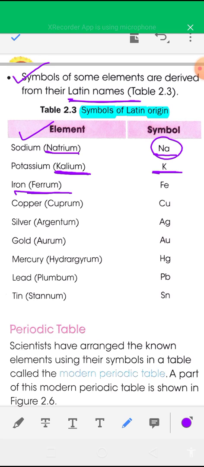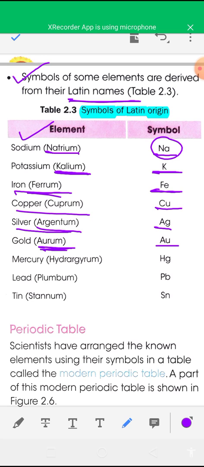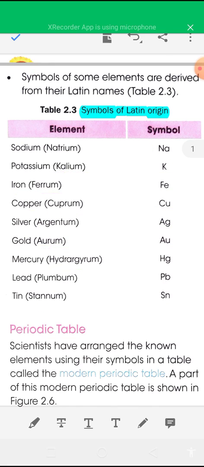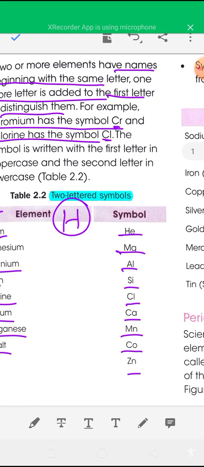Symbol of iron, from its Latin name ferrum, is Fe. Symbol of copper, from cuprum, is Cu. Symbol of silver, from argentum, is Ag. Symbol of gold is Au, from its Latin name aurum. Symbol of mercury is Hg, from its Latin name hydrargyrum. Symbol of lead is Pb, from its Latin name plumbum, and symbol of tin is Sn, from its Latin name stannum. So symbols of some elements are derived from their Latin names, and symbols of some elements are derived from their English names also.